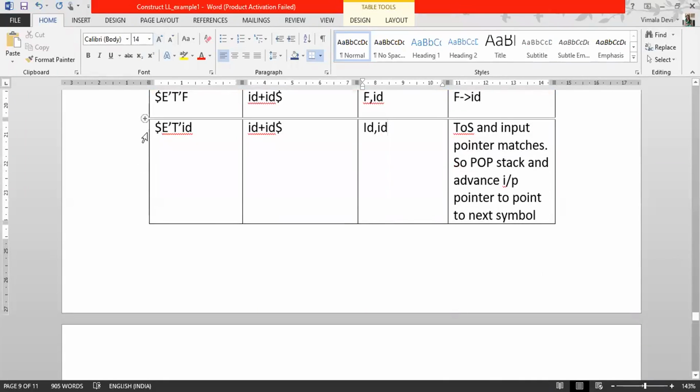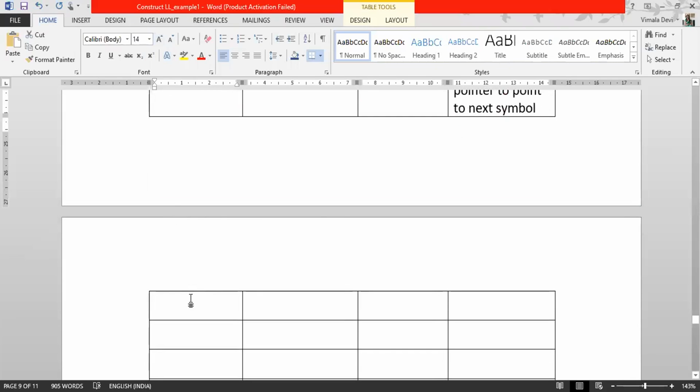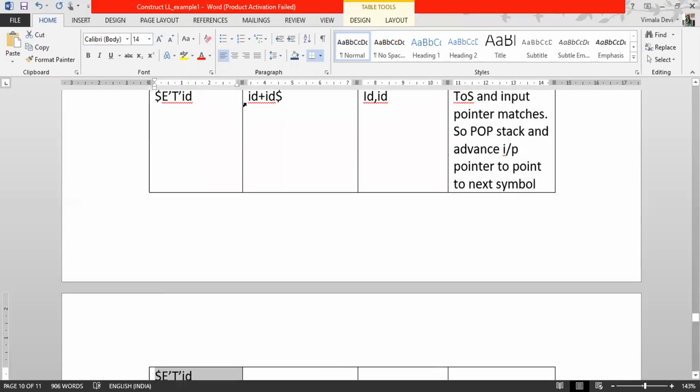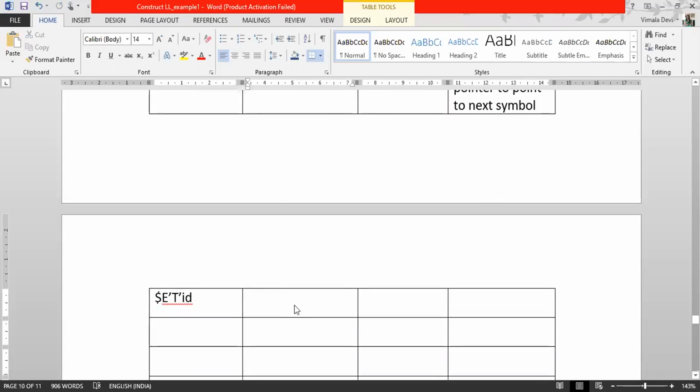Now let me copy this as it is. See, first column, remember, is the stack content. The second column is the input buffer. So I have to take the action, right? The top of the stack is to be popped. Since a match is found, the input pointer is now pointing to the next symbol, which is plus. Now plus is the symbol currently pointed to by the parser. It is reading plus in fact.